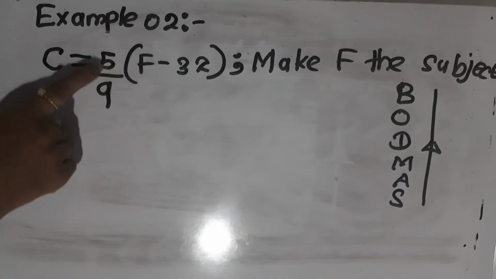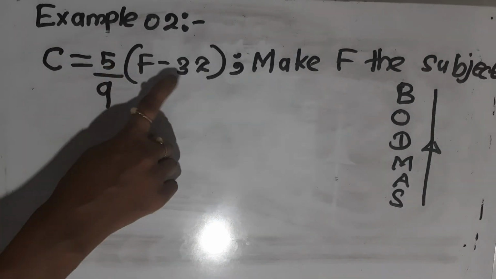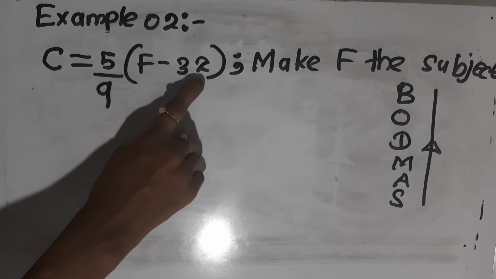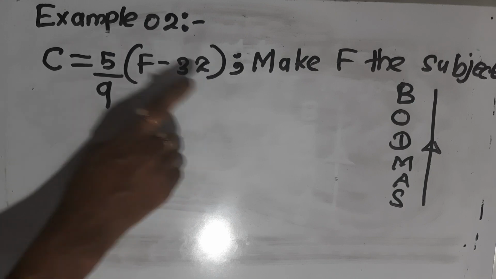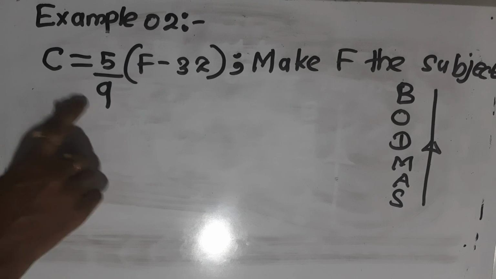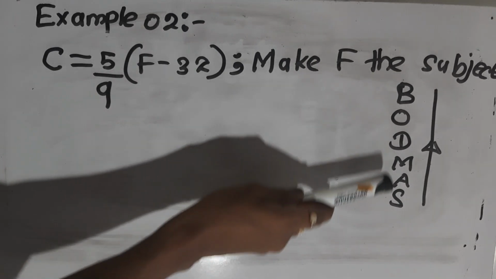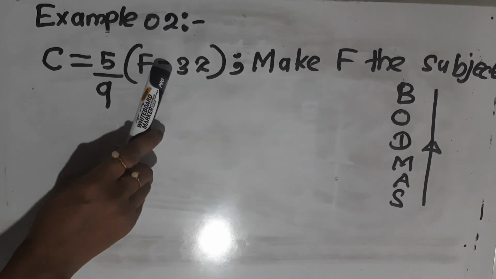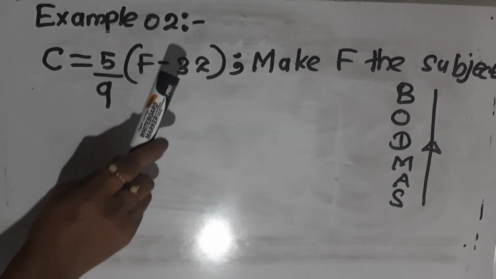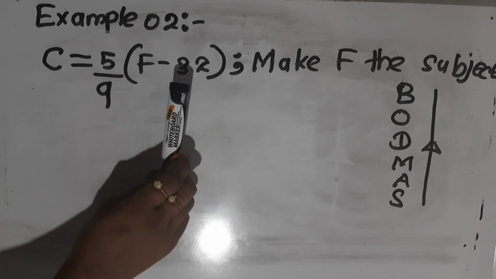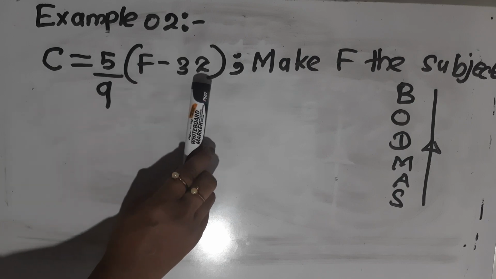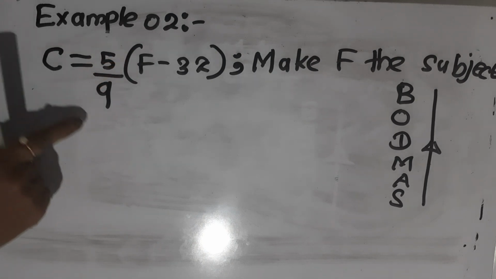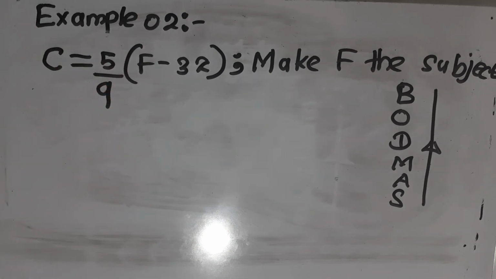I should remove this 5 over 9 and minus 32. Which term should I remove first? Minus 32 or 5 over 9? According to this reverse order of BODMAS, what should I remove first? Subtraction part. But it is inside the bracket, so I cannot remove this 32 first. I have to remove multiplication. This term 5 over 9 should be removed as the first step.